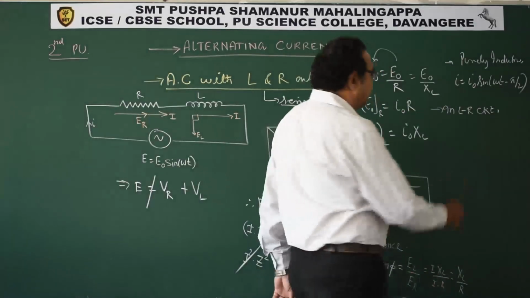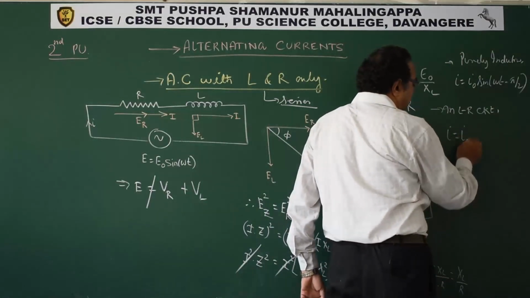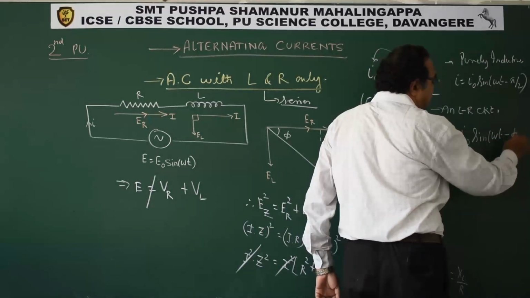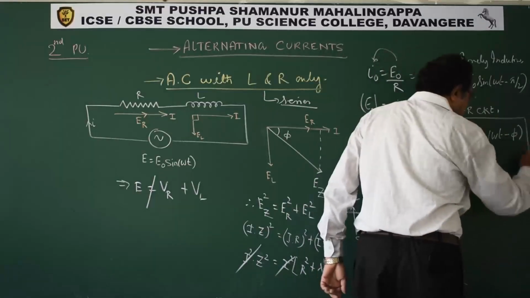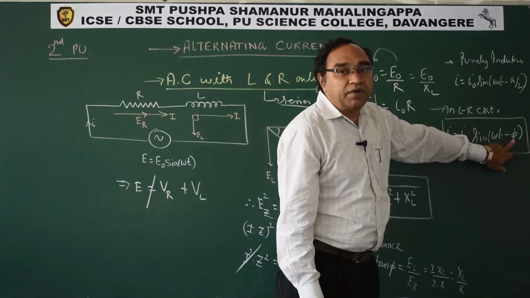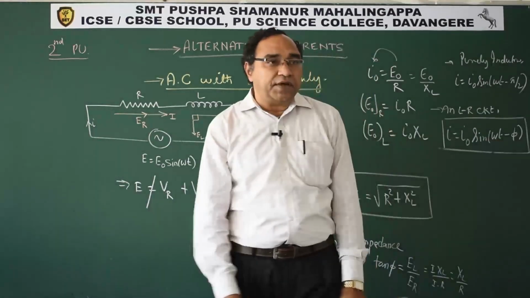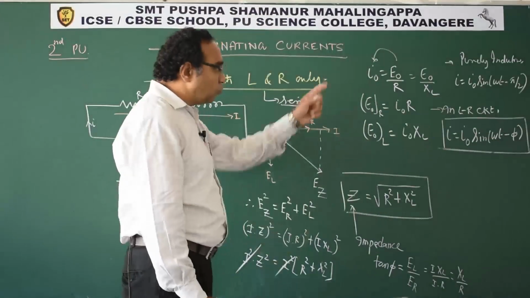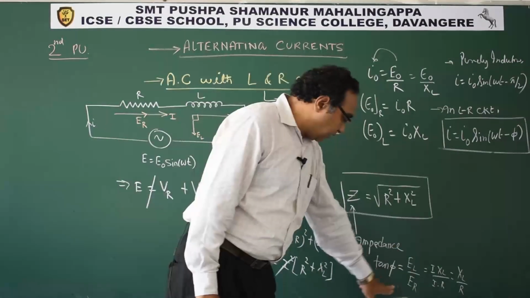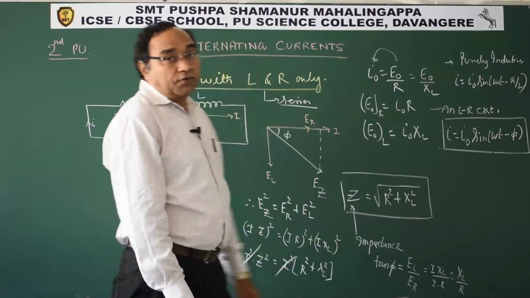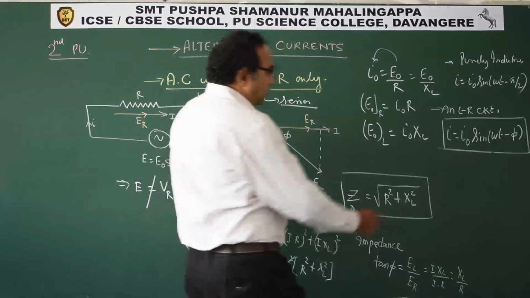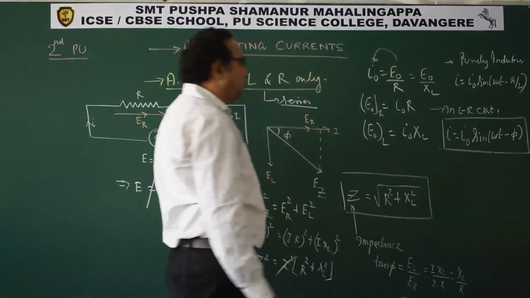in an AC circuit, the expression for current I is I naught sine of omega t minus phi. This will not be 90 degrees, it will be in between. So, the range of phase phi is 0 to pi by 2. The angle will lie between 0 to pi by 2, and the equation confirms it. So, a lot of numericals will be based on this kind of concept.